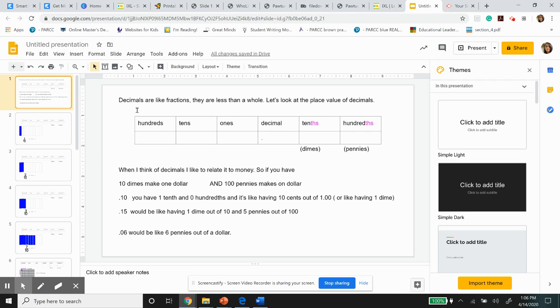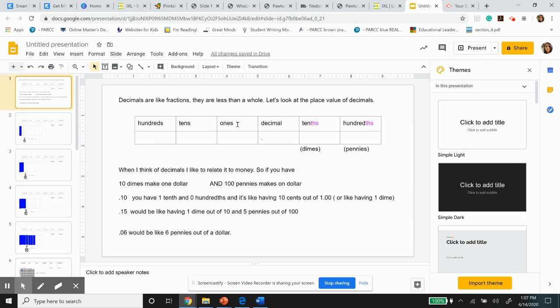All right, we're going to talk about decimals today. So decimals are like fractions, all right? They're less than a whole. And so they have a place value chart just like we do here. So we've learned about ones, tens, hundreds, thousands, and so on.